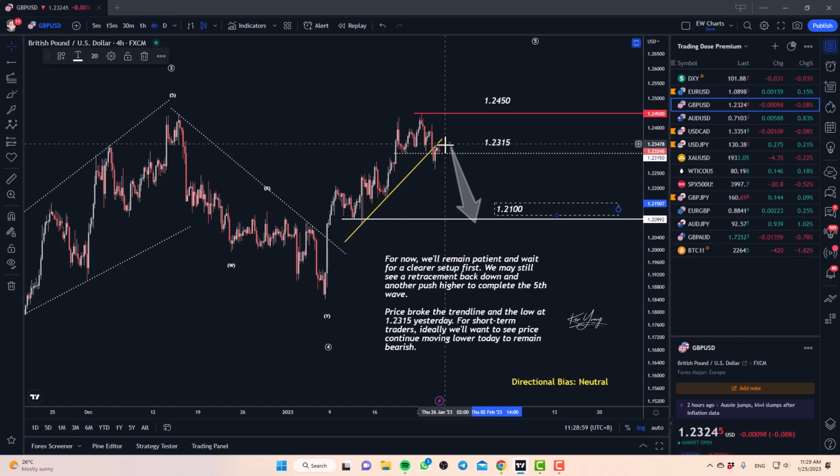Ideally, we want to see that continuation back down in the near term. Today and tomorrow, that will give us the possibility of price reaching around 1.2100 before that bigger move back up to the upside.